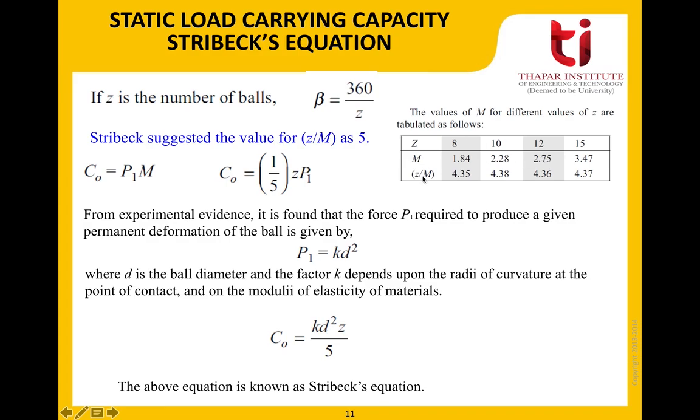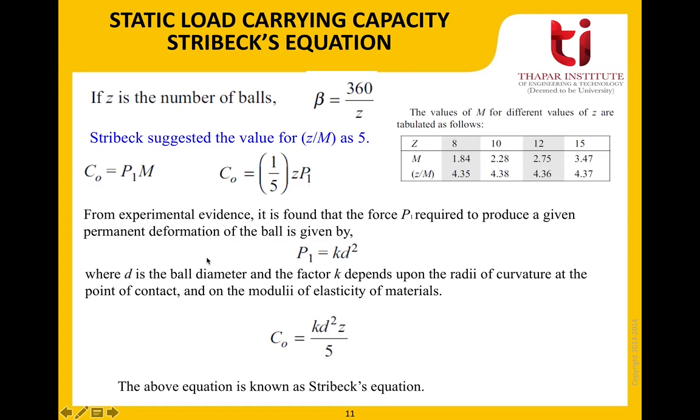We can evaluate a parameter which is Z by M, that is coming out here. So just have a careful look that these terms are very much consistent. They are in close vicinity of one another. So Stribeck suggested that the value for Z by M should be equal to 5. So replacing the Z by M term in C naught equal to P1 into M, we can write it as C naught equal to 1 by 5 ZP1.